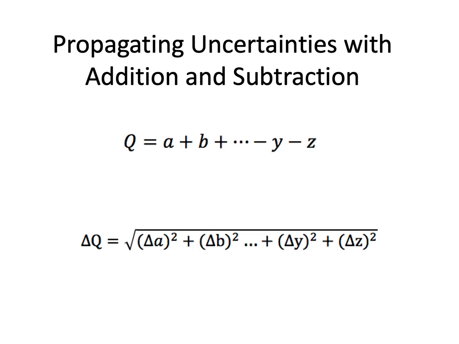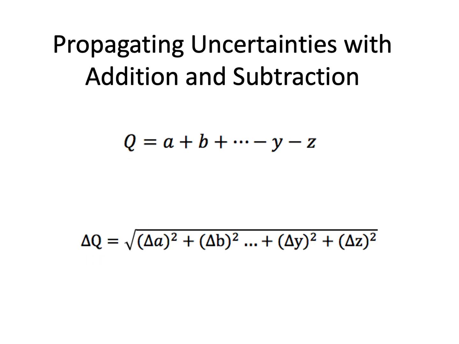Well, it turns out there's a formula, and it looks kind of similar to the Pythagorean theorem, but what it really is, you simply say, okay, I'm going to take the uncertainty of A and square it. I'm going to take the uncertainty of B and square it. And for however many measurements I have, I'm going to take each of their uncertainties and square them. And then I'm going to add all those values up. And then finally, I'll take the square root of that to get my delta Q.